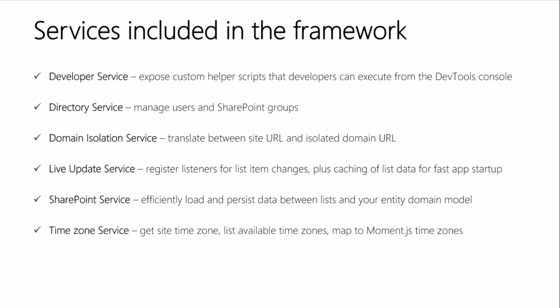Next up, the live update service handles the subscriptions to lists so that we get notified when items are added, updated, or deleted, and it manages a related cache, which supports faster app initialization. Then we have the SharePoint service, which handles loading and persisting list item data, as well as configuring item level permissions, and it can do a few other things related to lists and libraries. And lastly, the time zone service helps with mapping between SharePoint time zones and Moment.js time zones, as well as listing the available time zones on your site and getting your site's configured time zone.